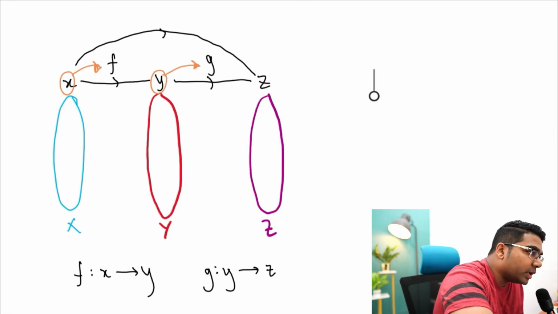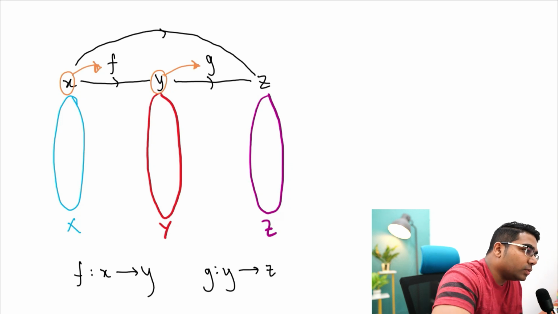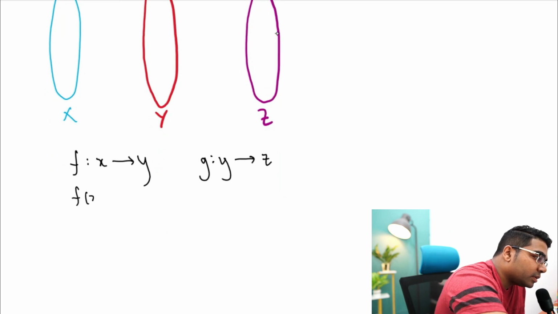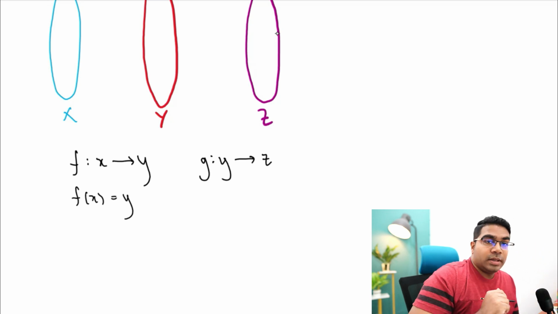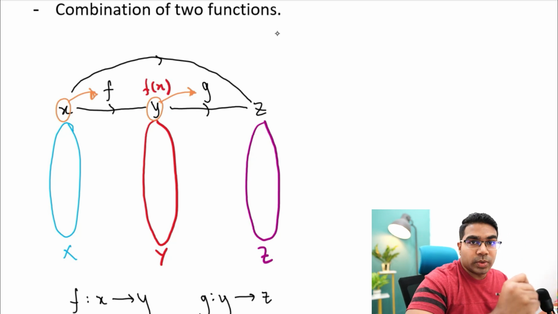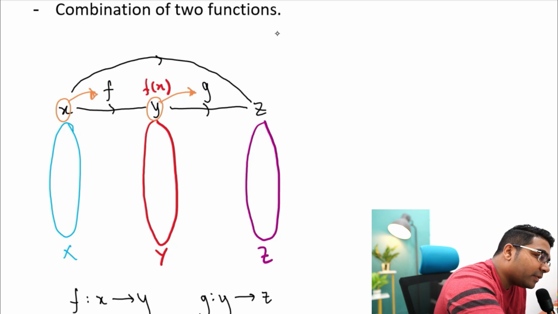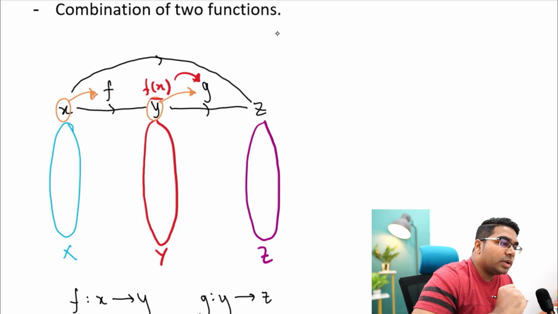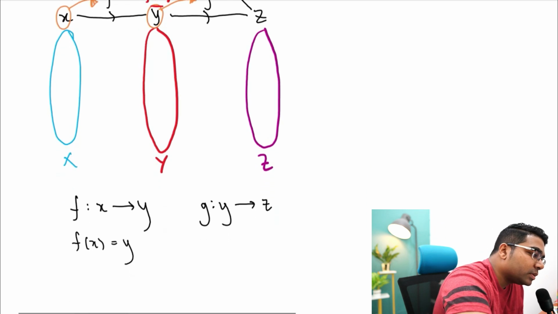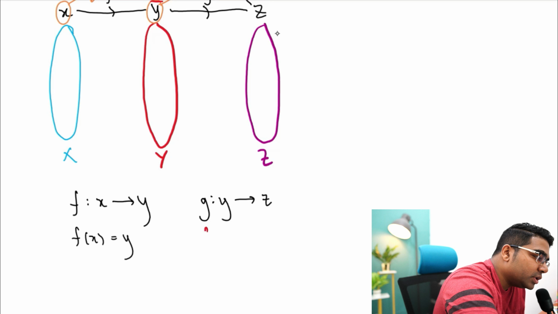Now let's look at this very carefully. When x is mapped to y, we say that f of x is equal to y. In other words, this is also f of x. And so what we are actually doing is taking f of x as the domain of the function g. And so in order to arrive at z, we are doing g of y, which is g of y equals z.